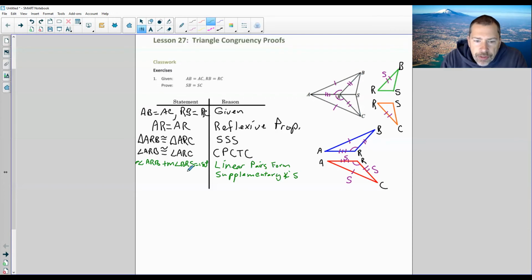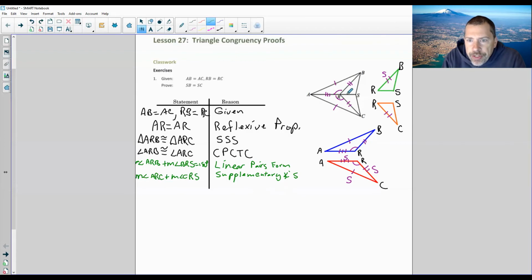I can do the same on the other side. So I'm also just going to squeeze that in here for the same reason. The measure of angle ARC plus the measure of angle CRS. Let me rewrite that, this C doesn't look right. Okay, CRS. And it's the same reason, linear pairs form supplementary angles.